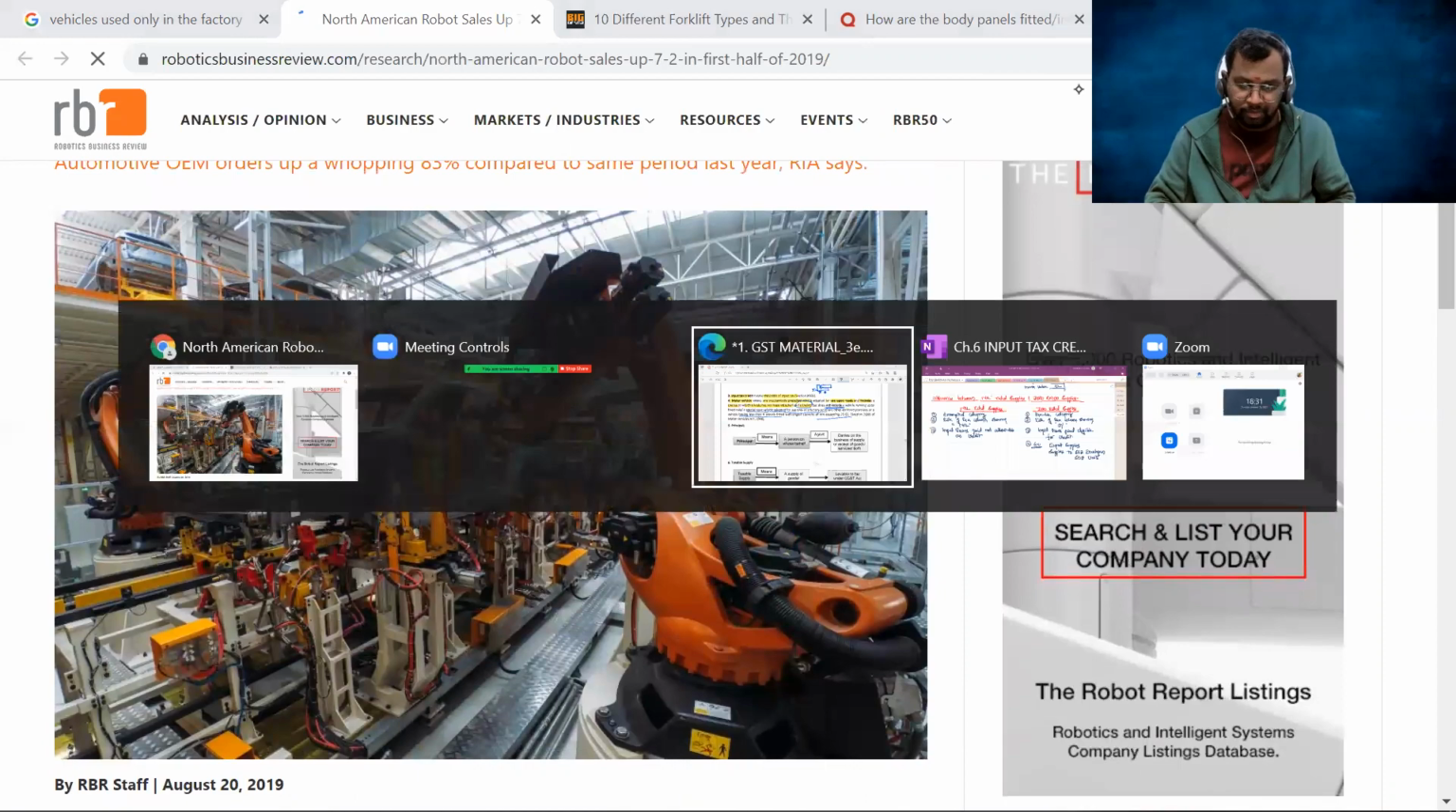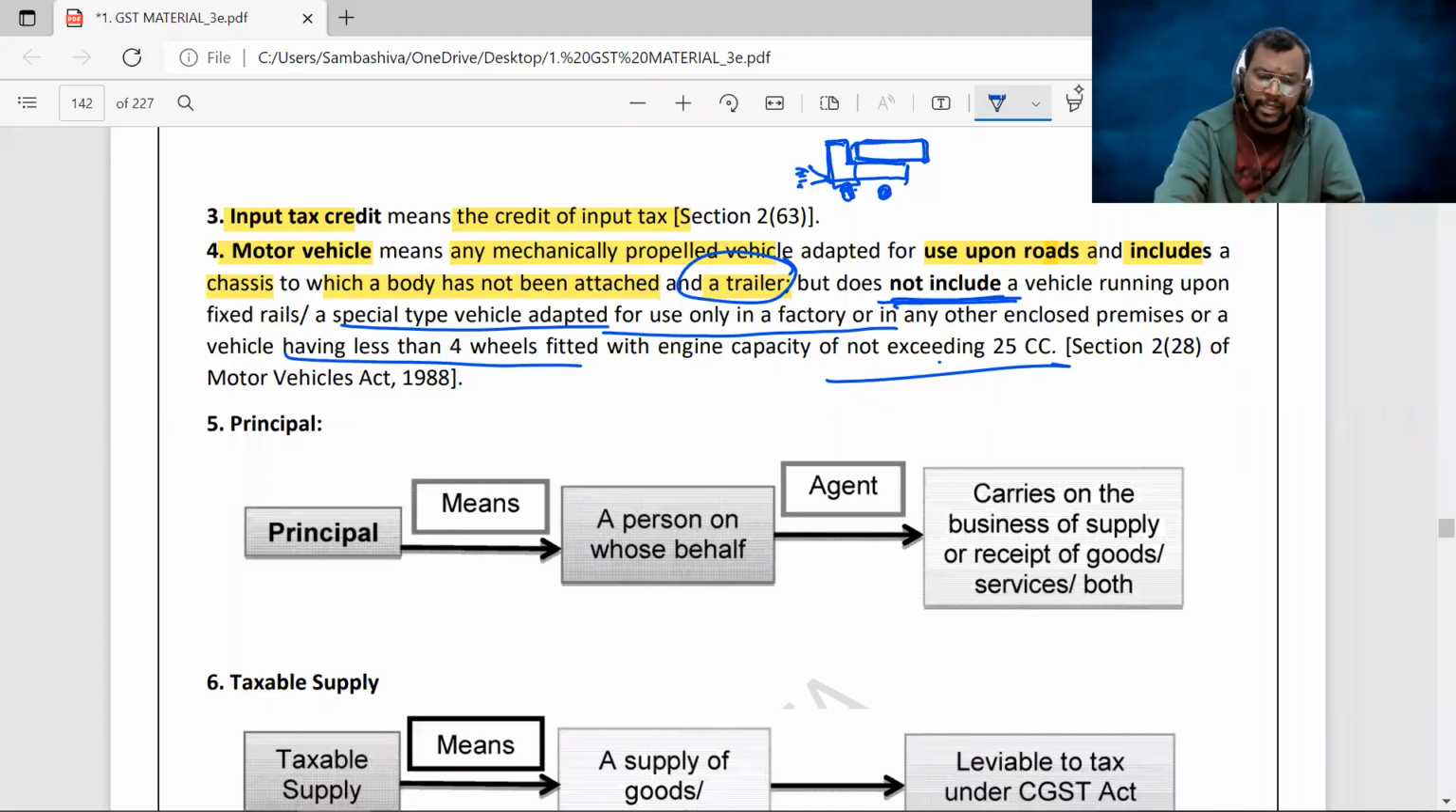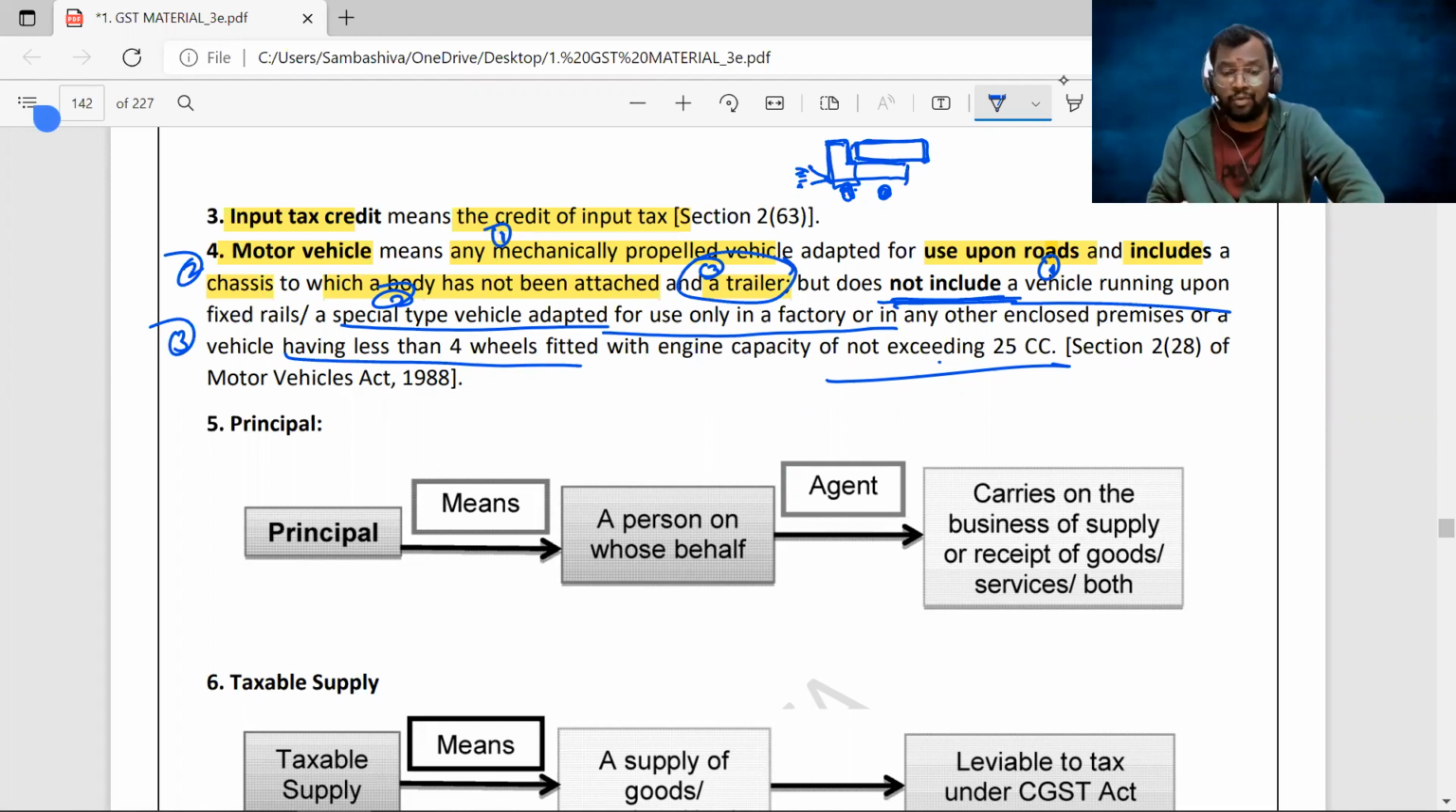Okay, sir. So as per the definition of the motor vehicle, it includes any mechanically propelled vehicle adapted for use upon the roads, number one, right? And also includes a chassis to which the body has not been attached and a trailer. Look at the exclusions list. Number one, vehicle running upon fixed rails. Number two, special type vehicle adapted for use only in the factory or enclosed premises. And number three, a vehicle having less than 4 wheels. You can take some auto rickshaws where you can find only 3 wheels with the engine capacity not exceeding 25 cc. So this is the definition of the motor vehicle.